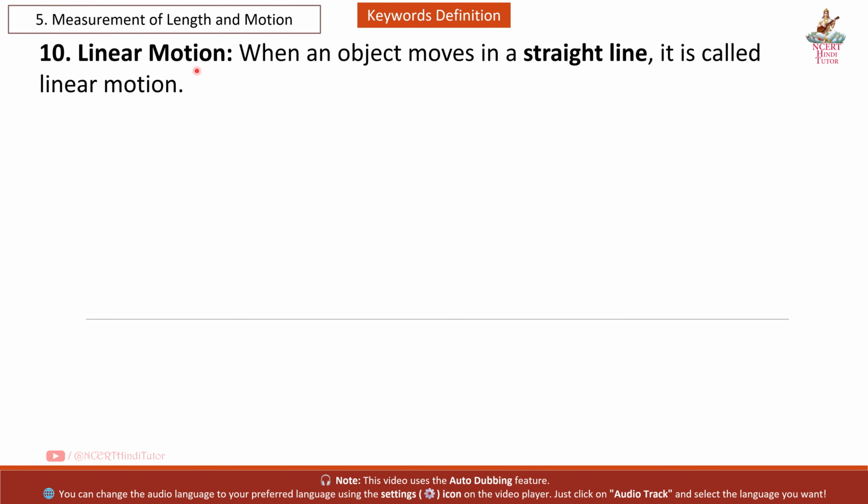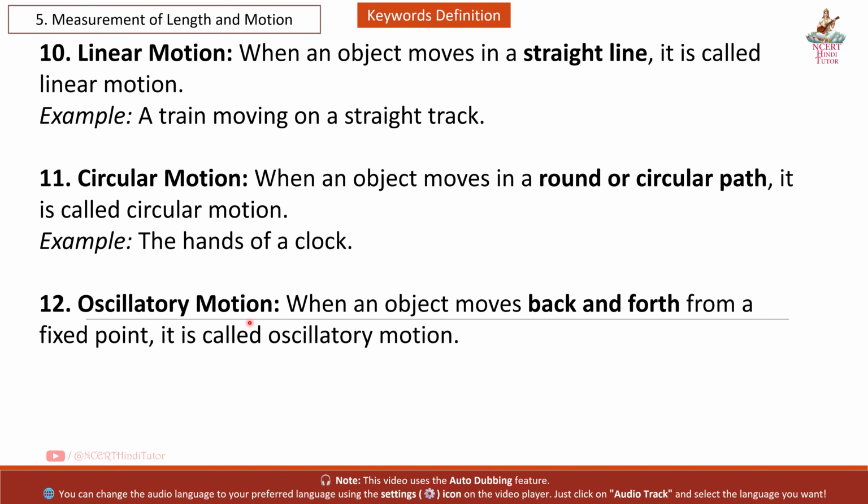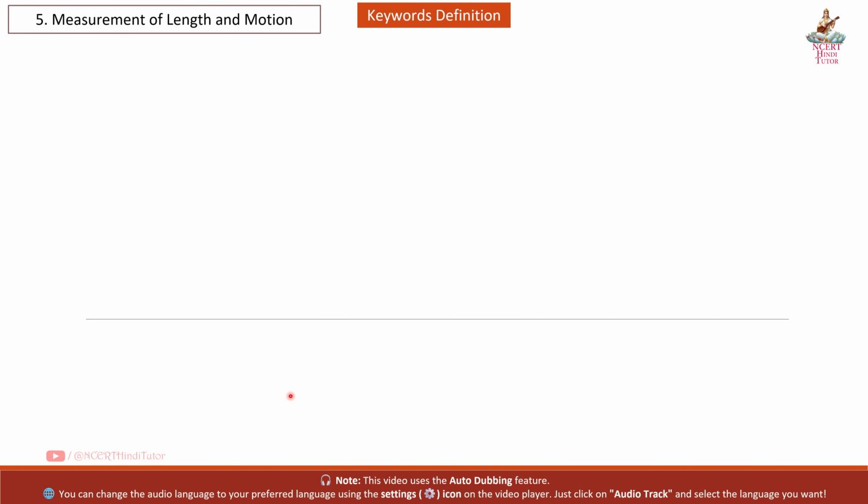10th, linear motion. When an object moves in a straight line, it is called linear motion. Example, a train moving on a straight track. 11. Circular motion. When an object moves in a round or circular path, it is called circular motion. Example, the hands of a clock. 12th. Oscillatory motion. When an object moves back and forth from a fixed point, it is called oscillatory motion. Example, a swing or pendulum.